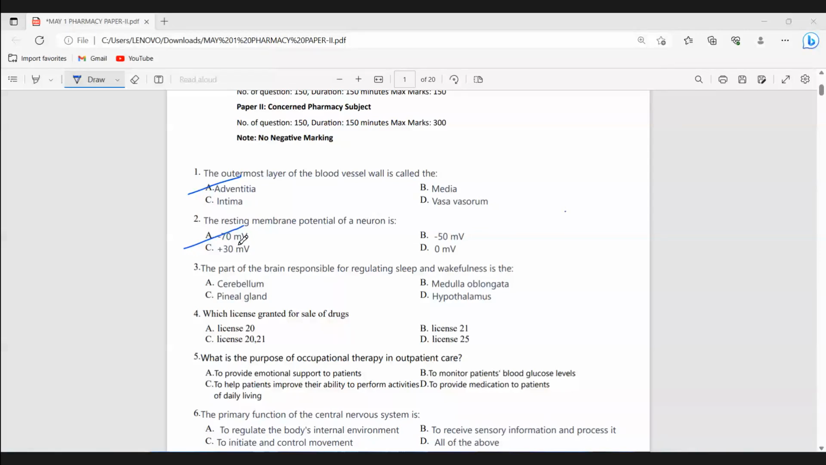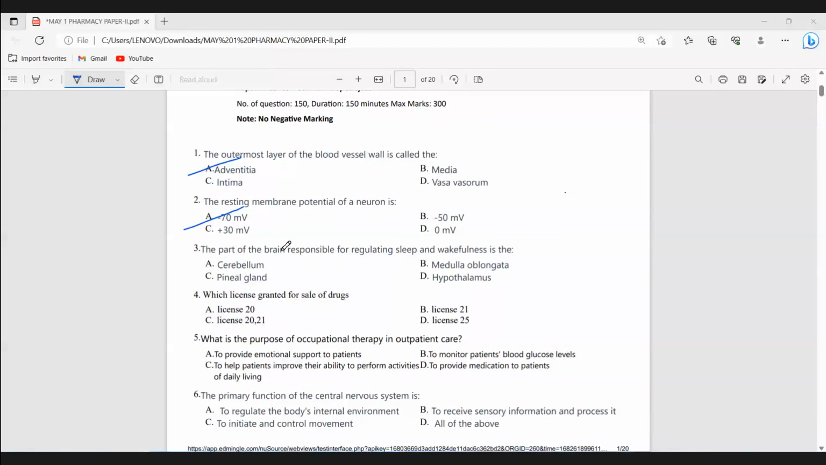Then coming on to the third question: the part of the brain responsible for regulating sleep and wakefulness. That is the hypothalamus. No one is asking why hypothalamus only? Do you know the reason? Yes, pineal gland. 50% of your answer is correct.